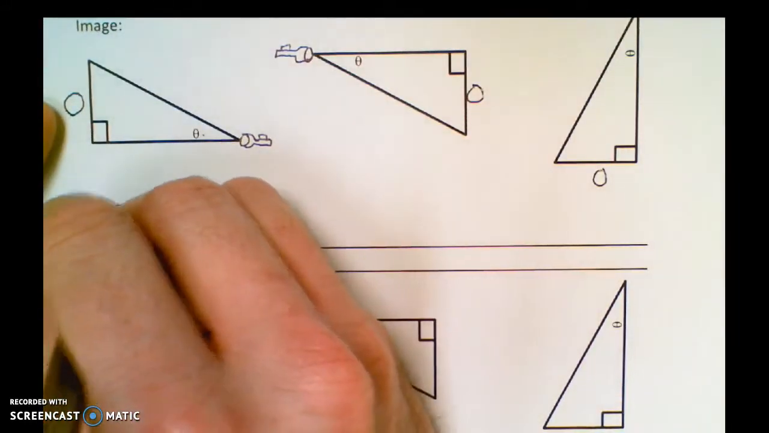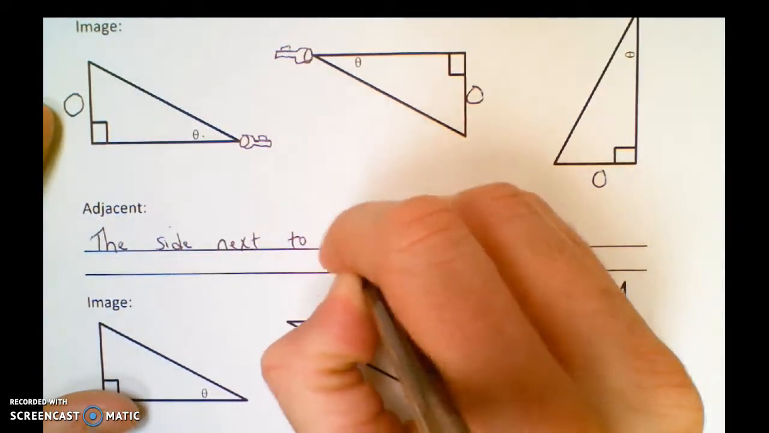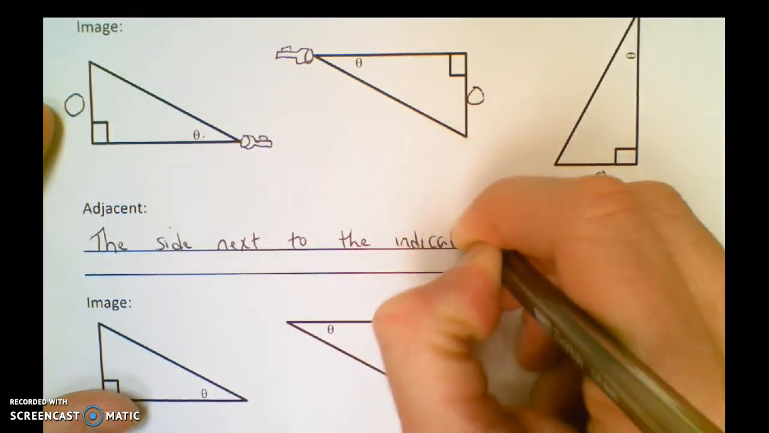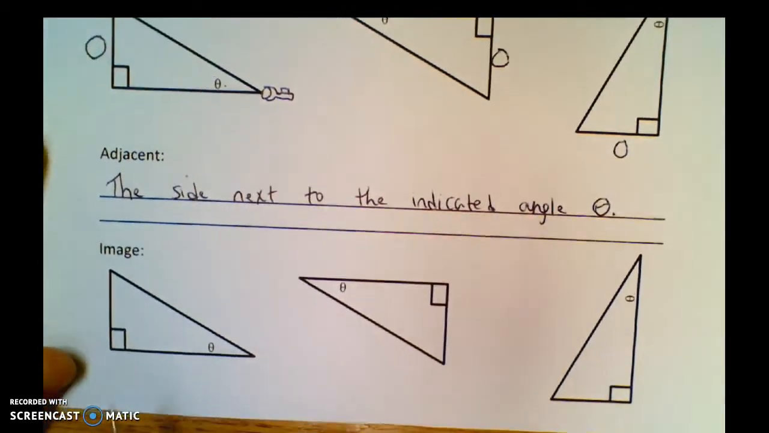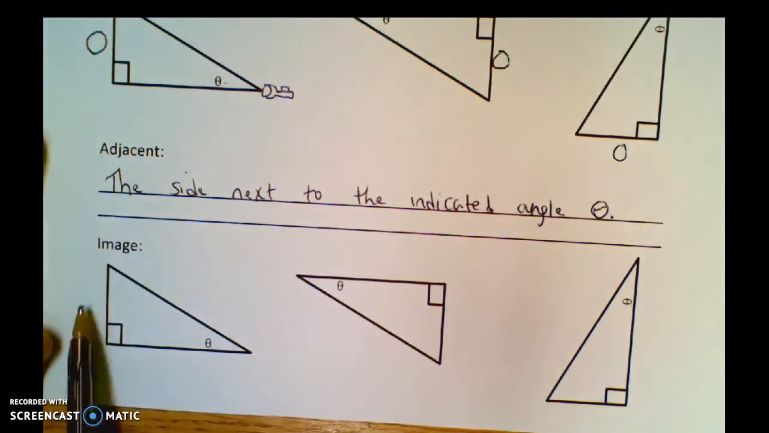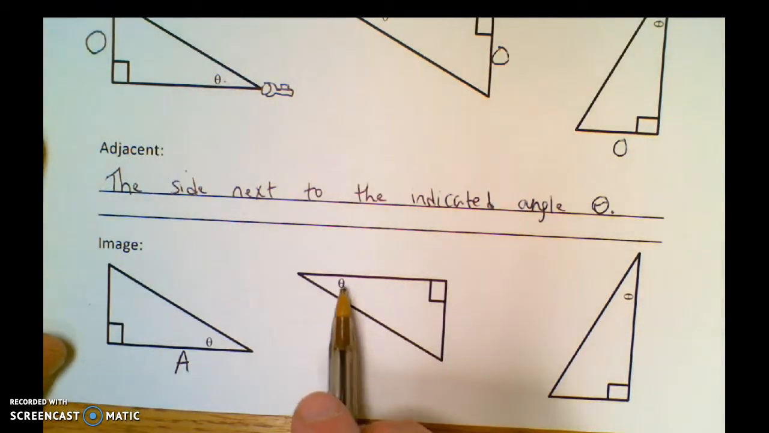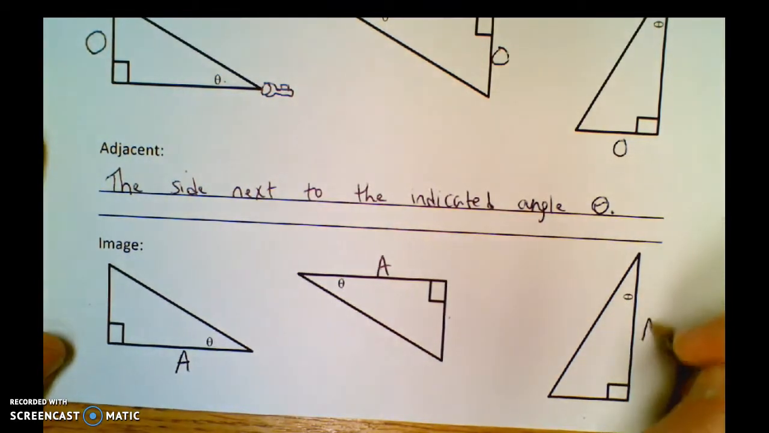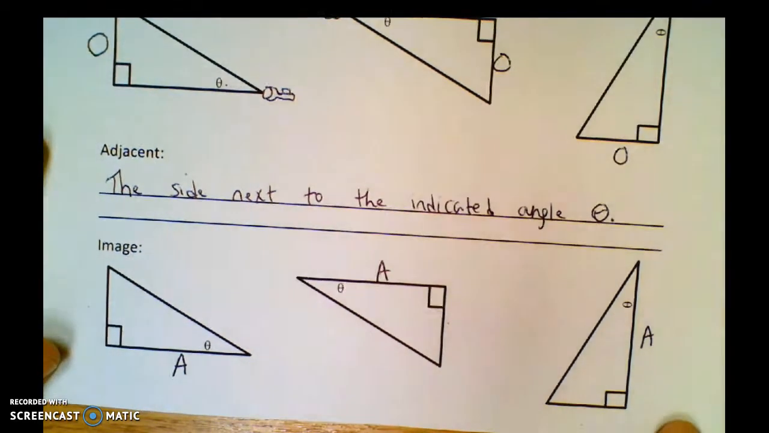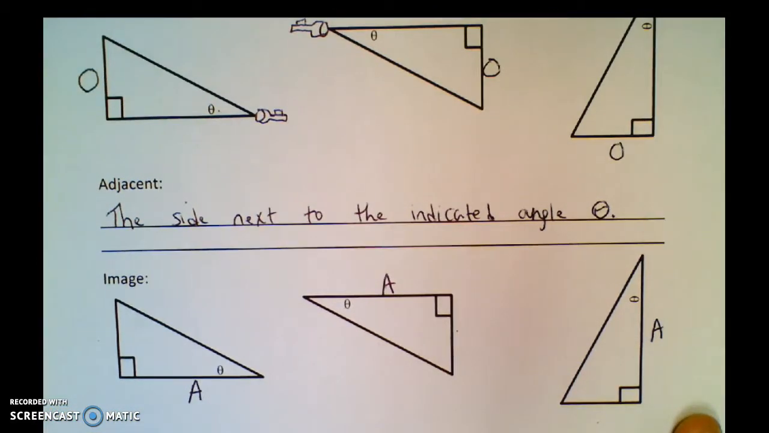Adjacent then is the side next to the indicated angle, theta. So in these triangles, we already know this is the hypotenuse, this is the opposite side. The adjacent side is over here. It's next to angle theta. Opposite, hypotenuse, adjacent. Opposite, hypotenuse, and this is the adjacent side. It's next to. So you have to be able to identify these three sides. It's really important because when we start looking at the trig functions, which are called sine, cosine, and tangent, it's going to impact your answers.